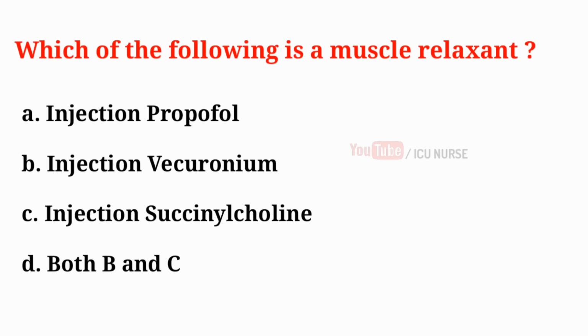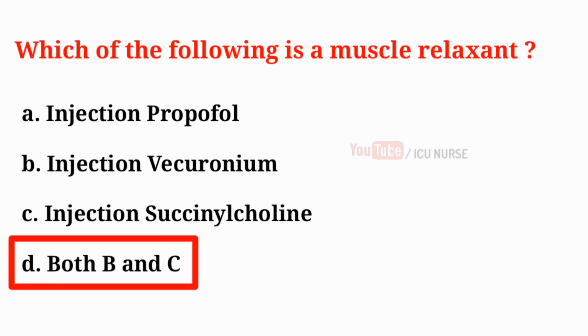Which of the following is a muscle relaxant? A. Injection propofol, B. Injection vecuronium, C. Injection succinylcholine, D. Both B and C. And the correct answer is D. Both B and C.